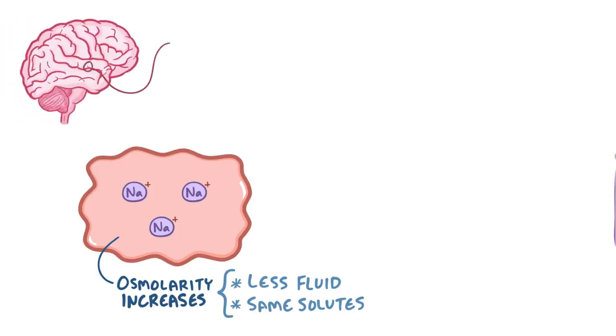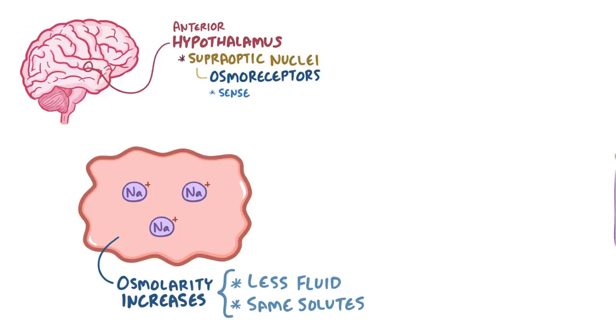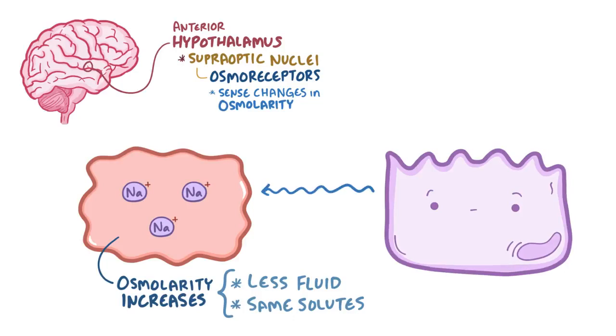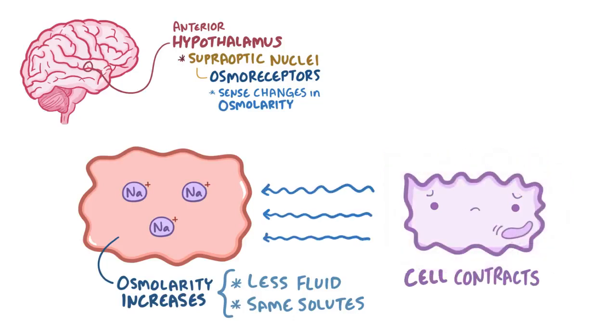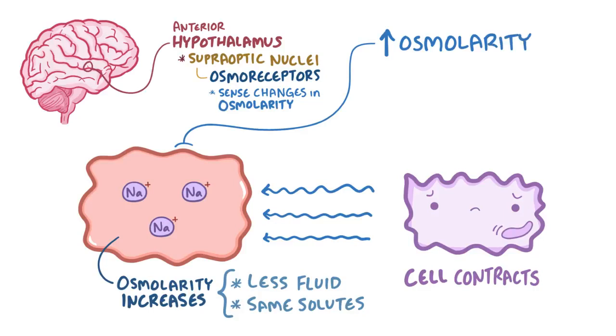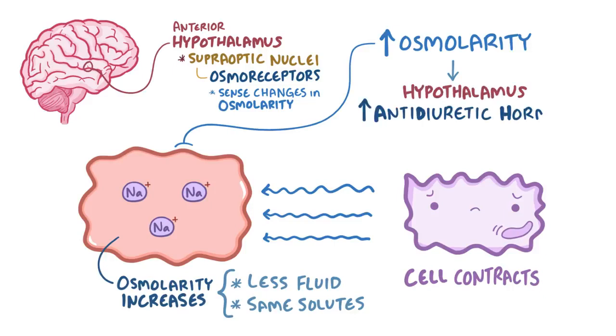First, a region in the brain called the anterior hypothalamus has a cluster of neurons called supraoptic nuclei, which have osmoreceptors that sense even tiny changes in osmolarity, as small as 1 milliosmole per liter. These neurons are always sampling the blood that passes by. With increases in plasma osmolarity, water will flow out of the cell and cause it to contract. Increases in osmolarity past the normal set point of 290 to 300 milliosmoles per liter stimulates the hypothalamus to produce antidiuretic hormone, or ADH, also called vasopressin.